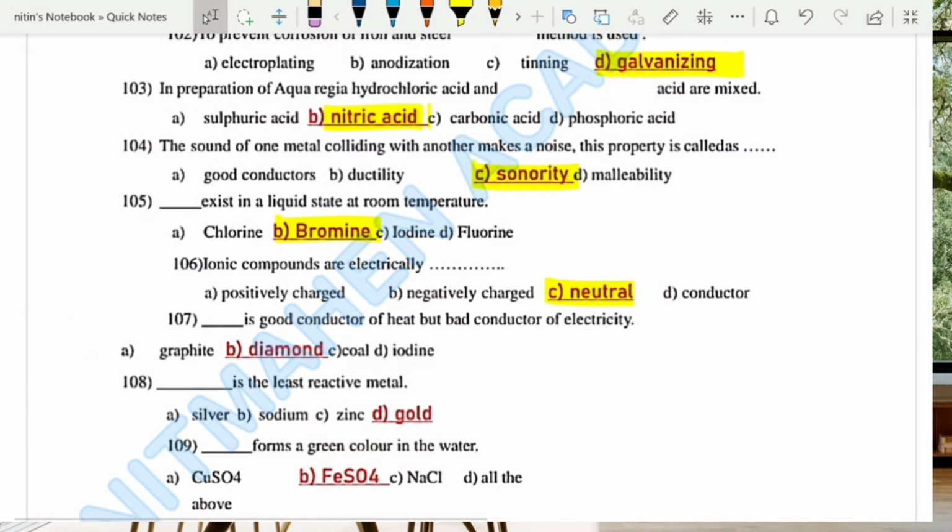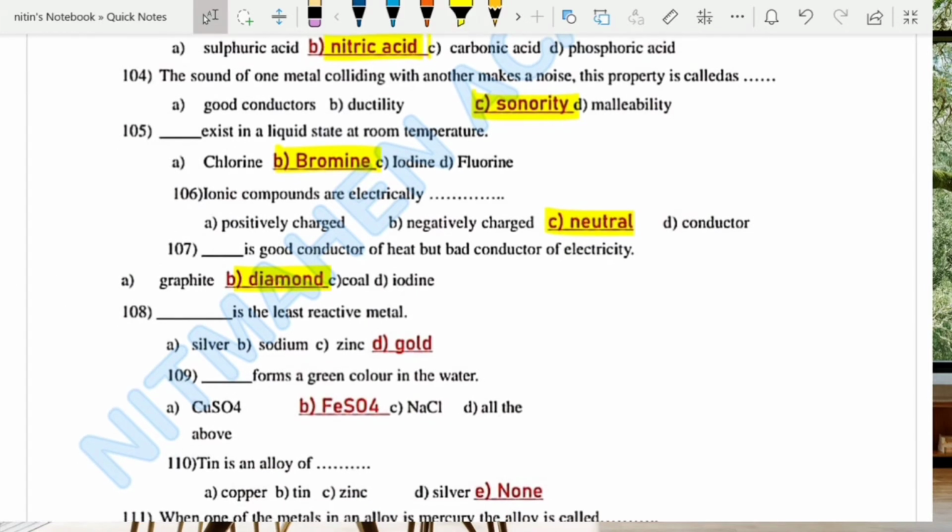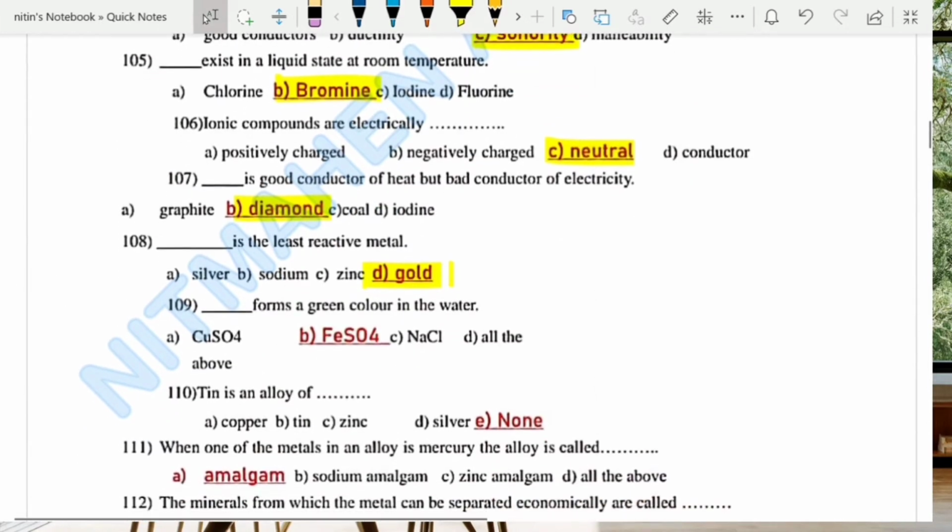Dash and a diamond is a good conductor of heat, bad conductor of electricity. Dash is the least reactive: it's gold. Dash forms a green color in water: FeSO4. Tin is an alloy of copper, tin or zinc or silver. None of these.